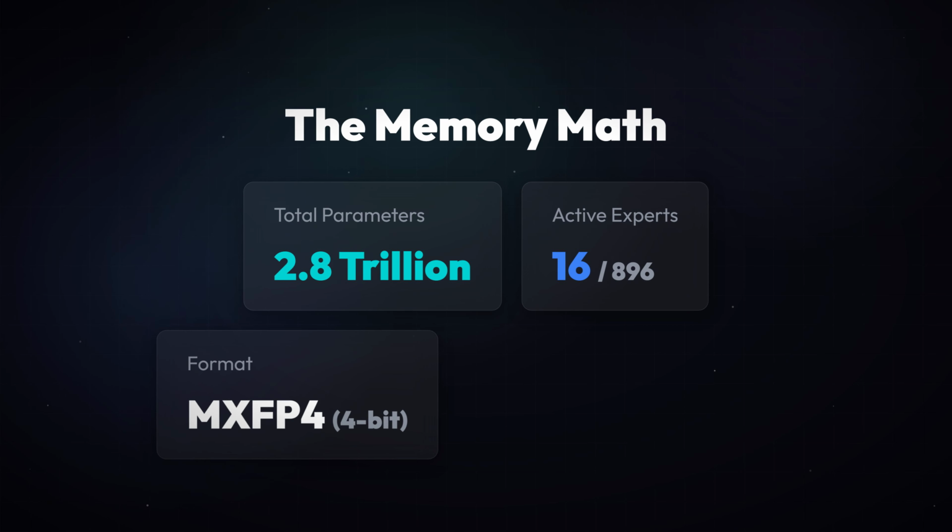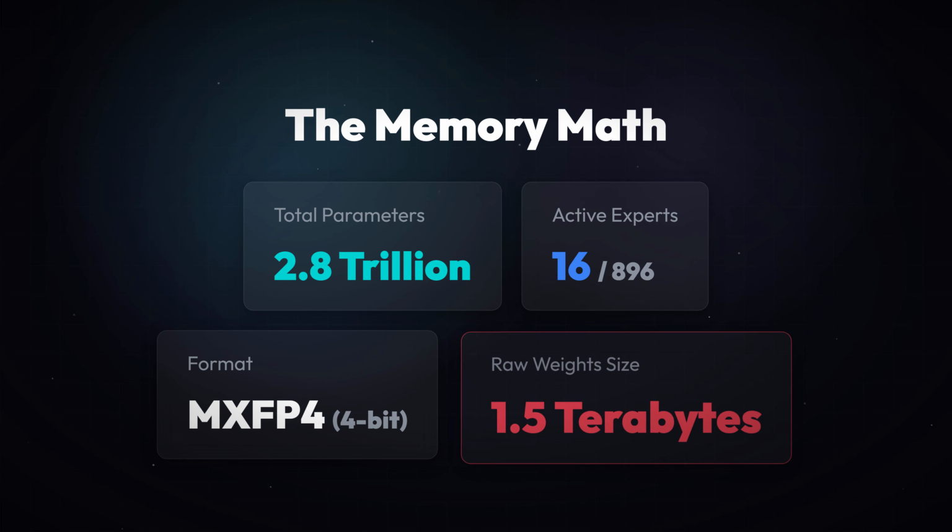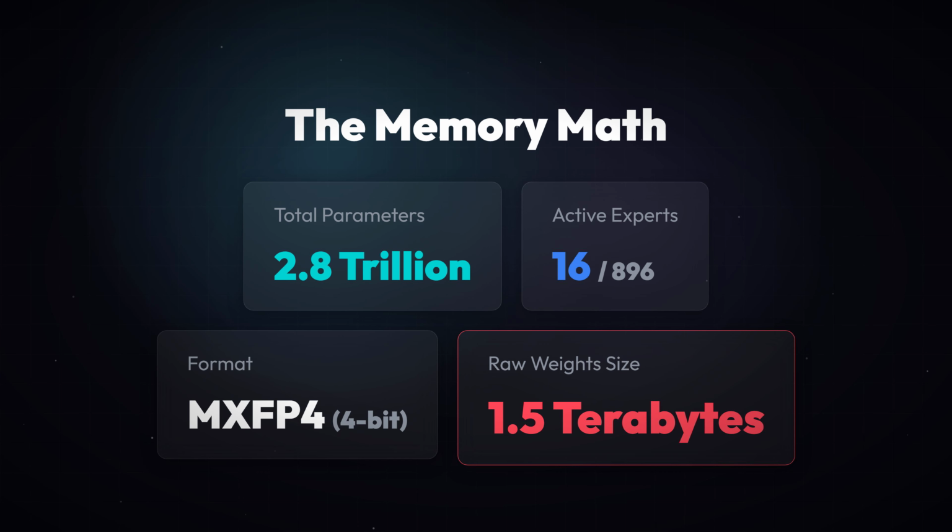Moonshot ships the weights in MXFP4, a 4-bit format. Half a byte per parameter times 2.8 trillion parameters lands you at roughly 1.5 terabytes just for the raw weights. That's before quantization overhead, inference software, active conversations, or any safety margin.